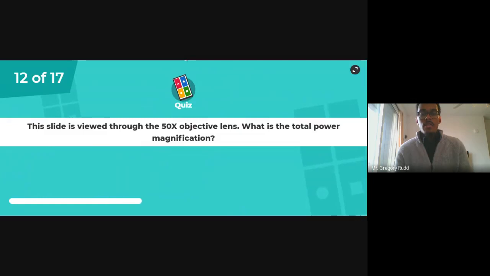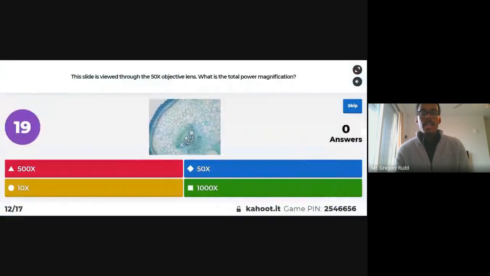This slide is viewed through the 50x objective lens. What is the total power of magnification? Remember, there's a very, very simple equation. You just need to do one operation to this to get it.